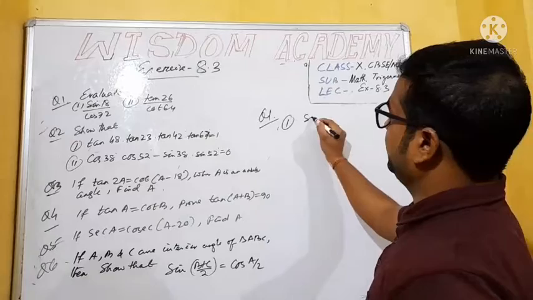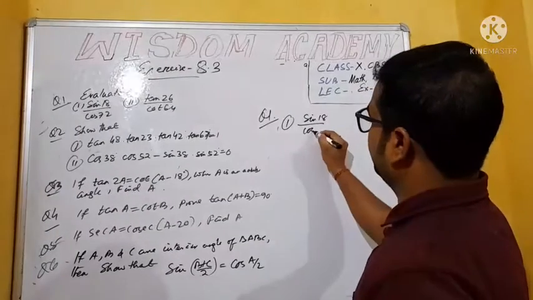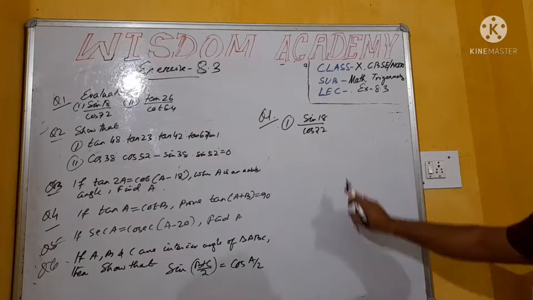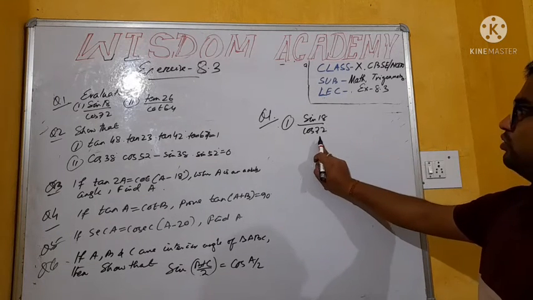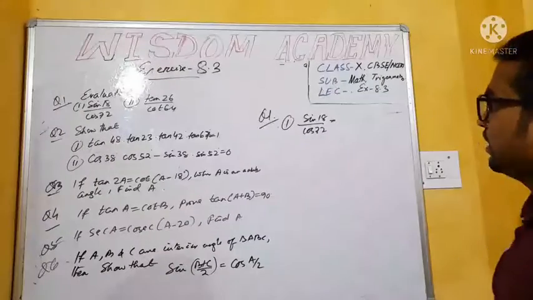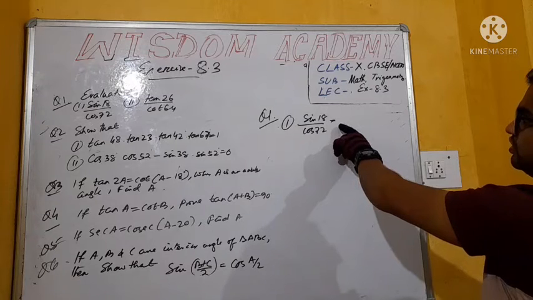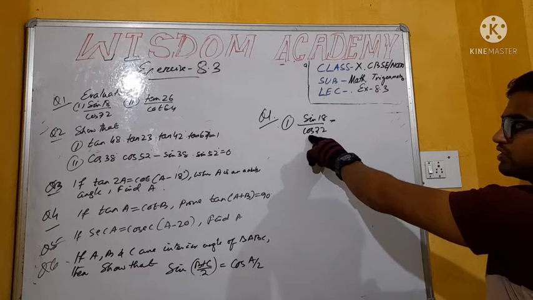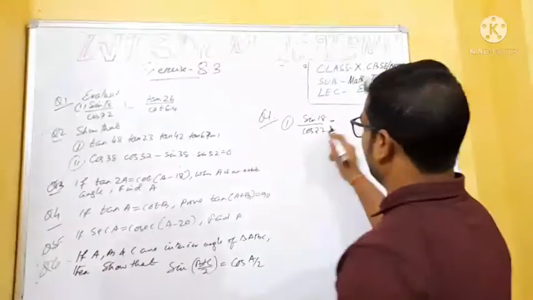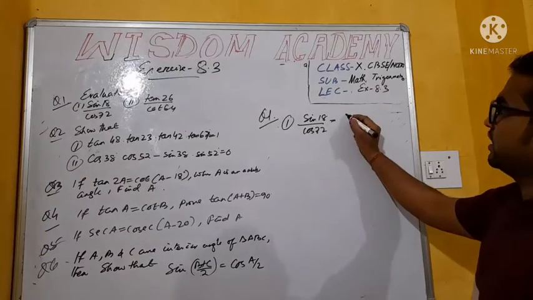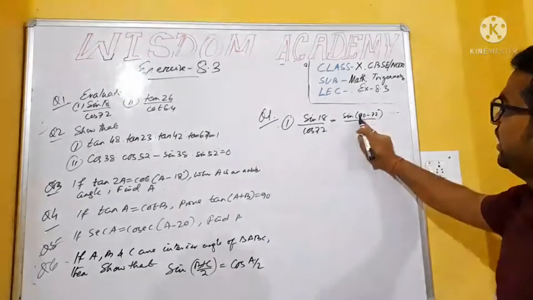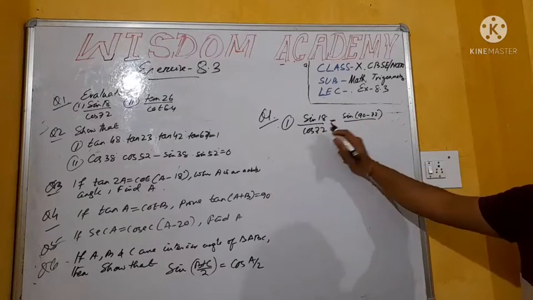Evaluate sin 18 upon cos 72. Students, look at this point. We have to find the value of this trigonometric ratio. You can convert sin to cos, or cos to sin. Let's start with sin converted to cos. Sin 18 can be written as sin of 90 minus 72.